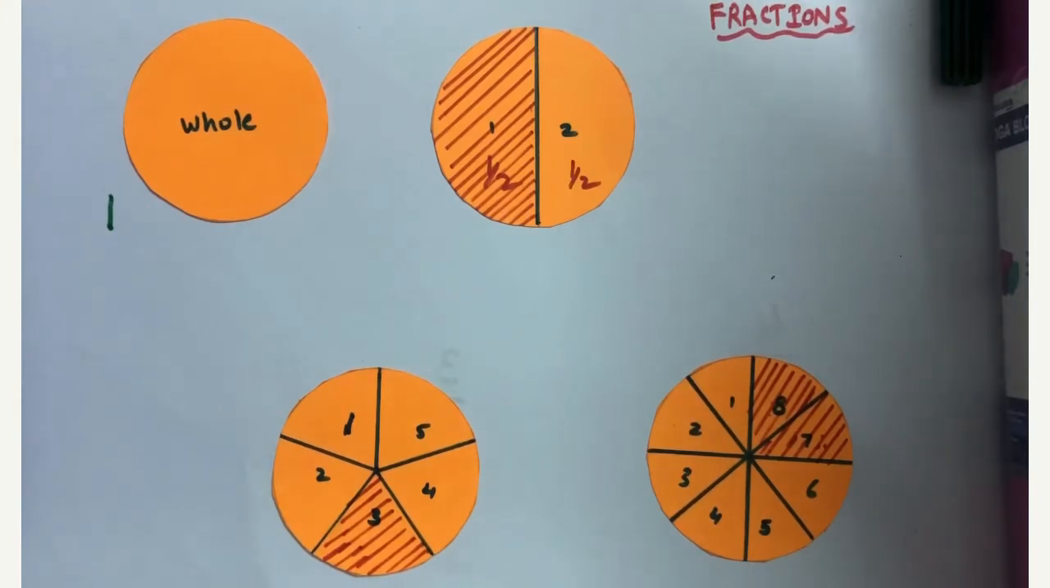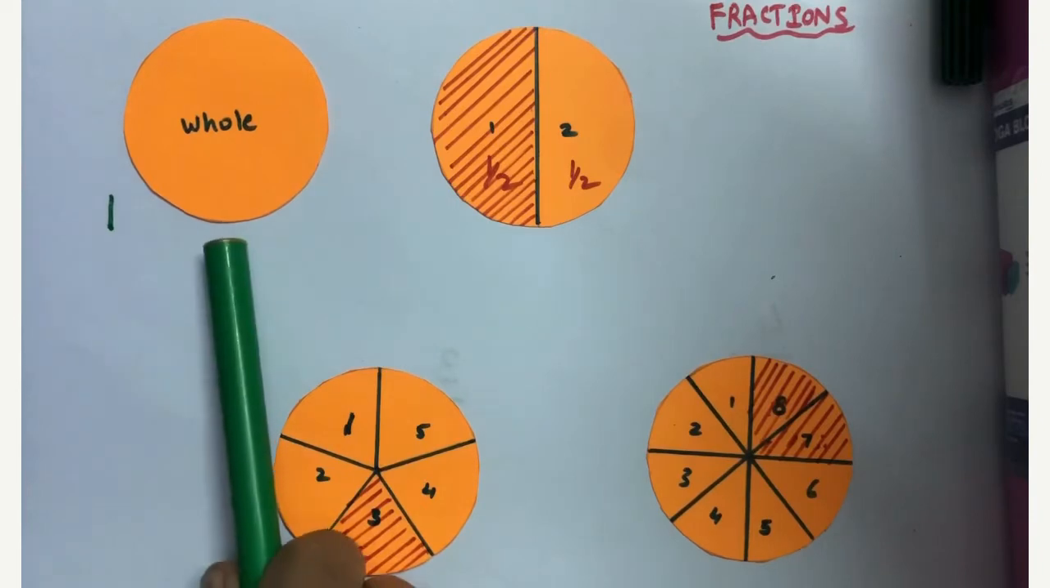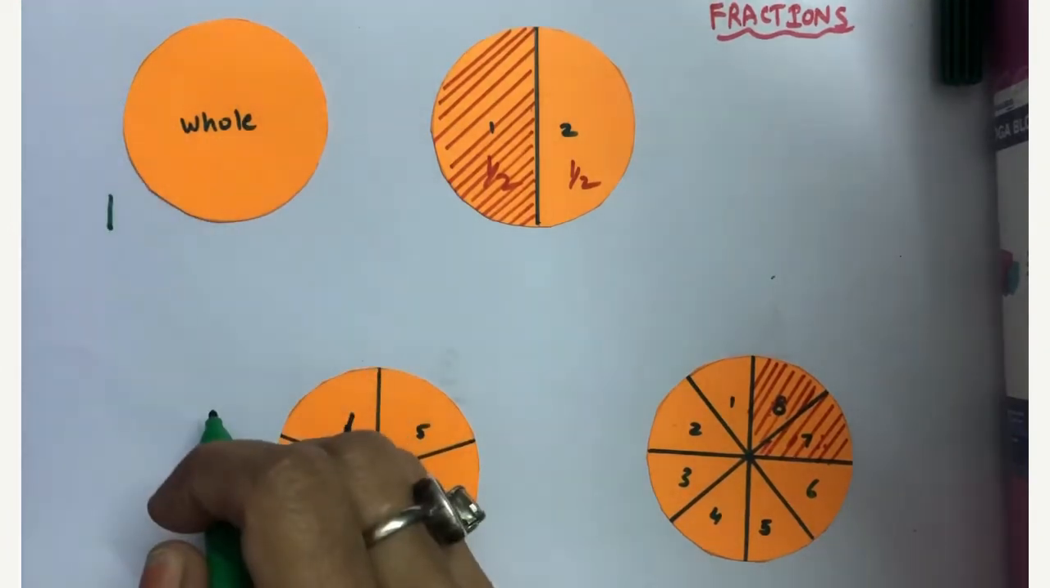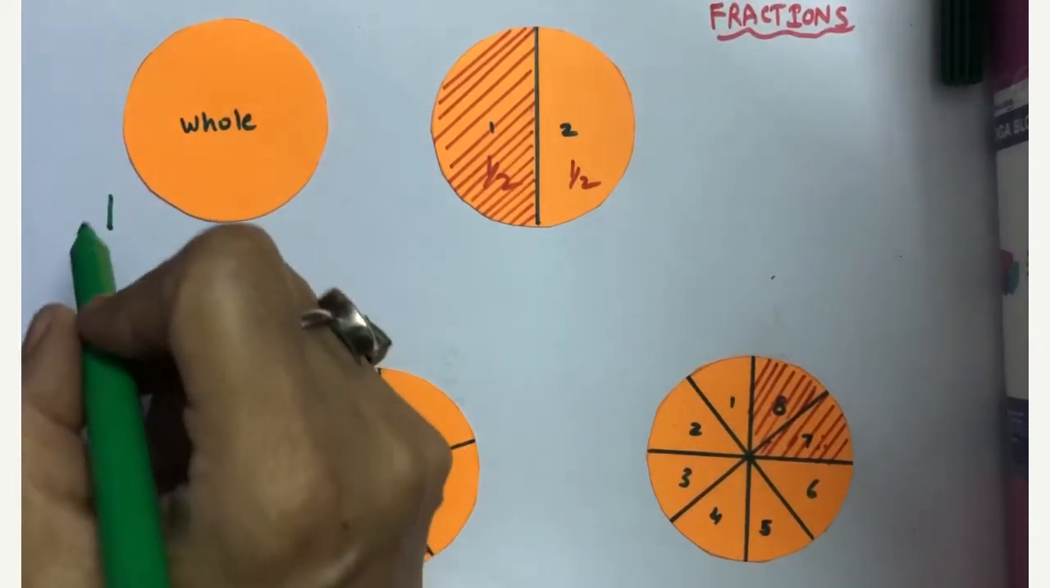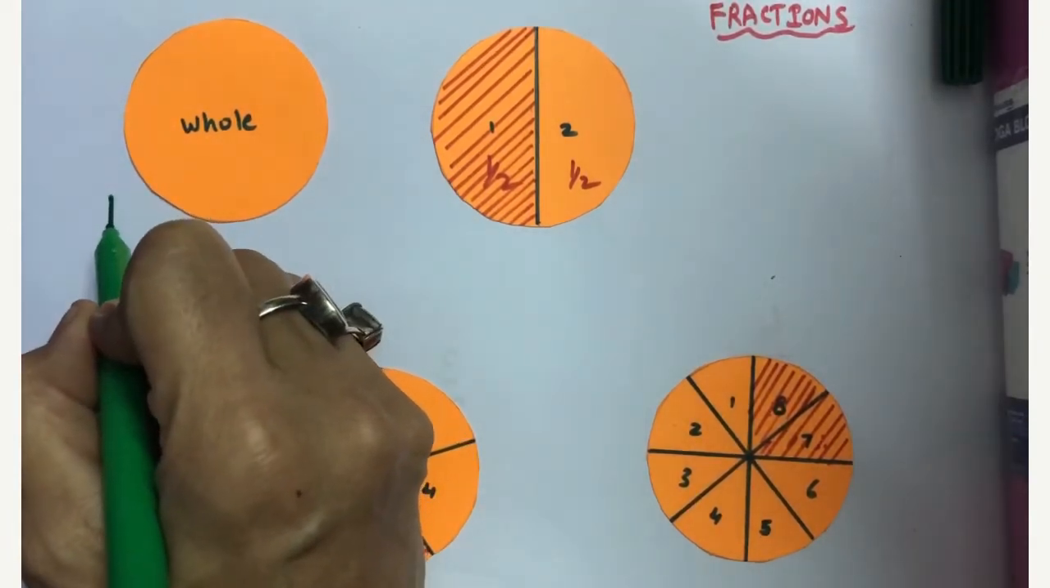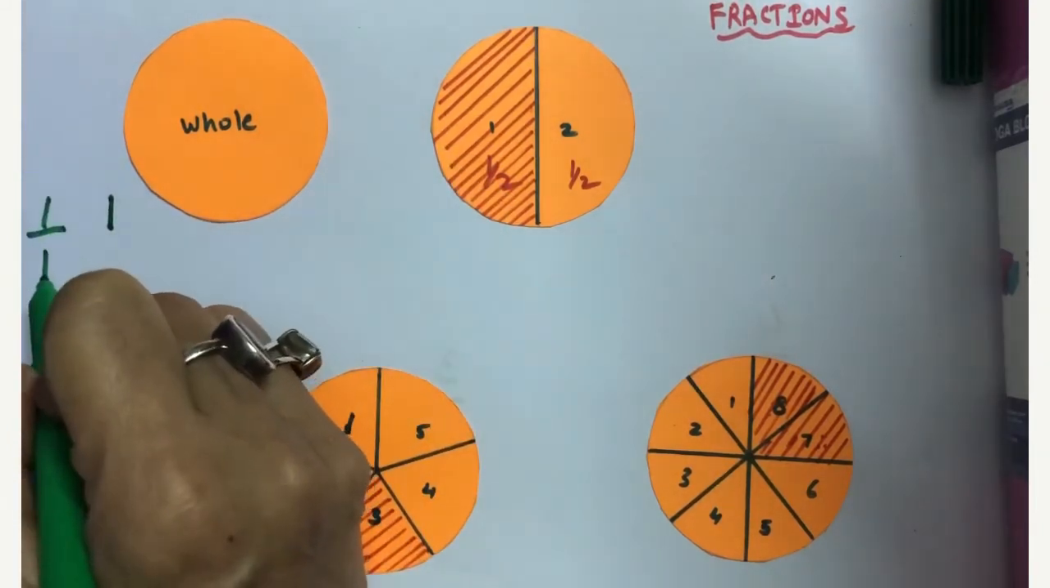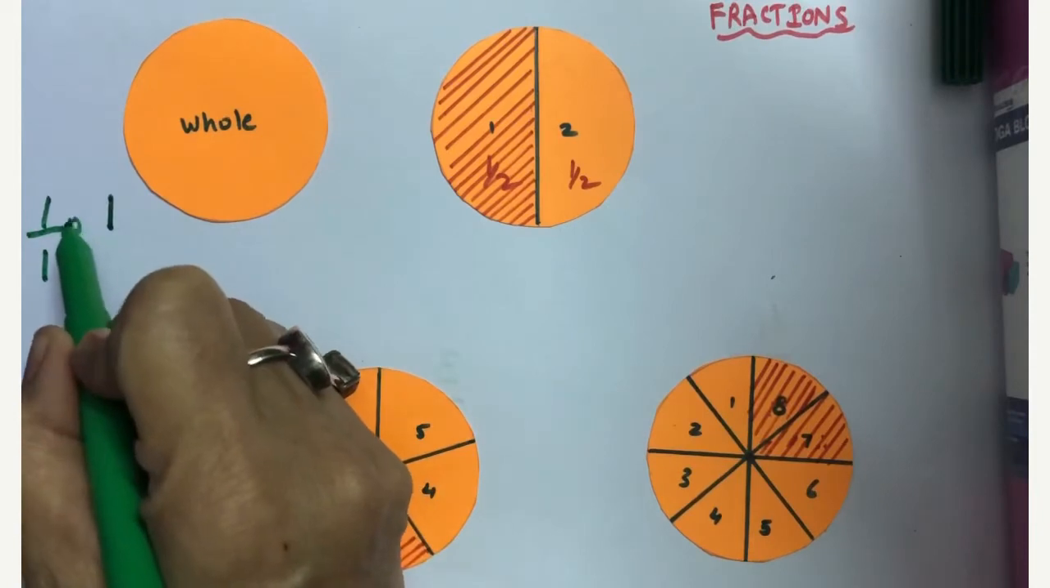Now here you can see the first one. This is a whole. So for a whole, we write it as 1. It could be 1 upon 1 or 1.